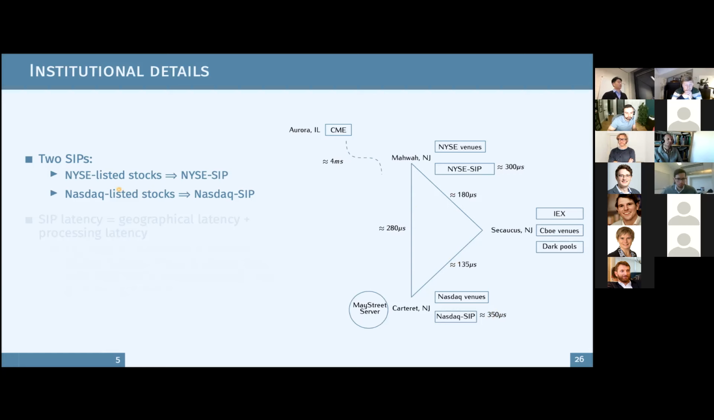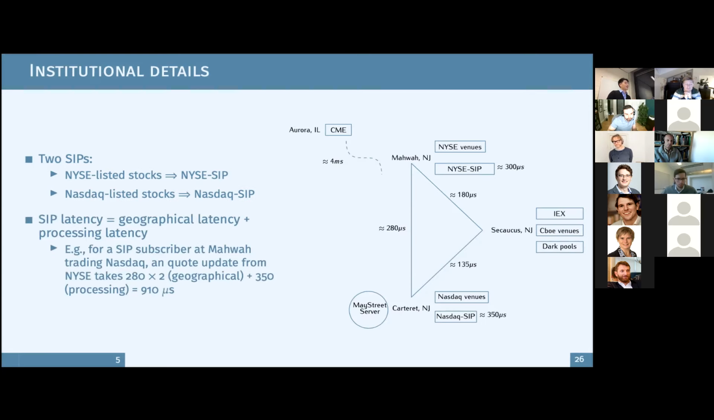As I said, there are two SIPs, right? We have a SIP run by NYSE and a SIP run by NASDAQ. And the very important thing to know is that all the NYSE listed stocks report their trades and quotes to the NYSE SIP, and all the NASDAQ listed stocks report to the NASDAQ SIP. So where you report your trades depends only on your listing exchange, not on where you trade. That creates the issue of so-called geographic latency.